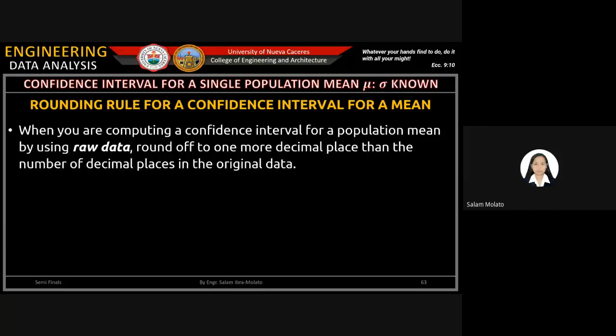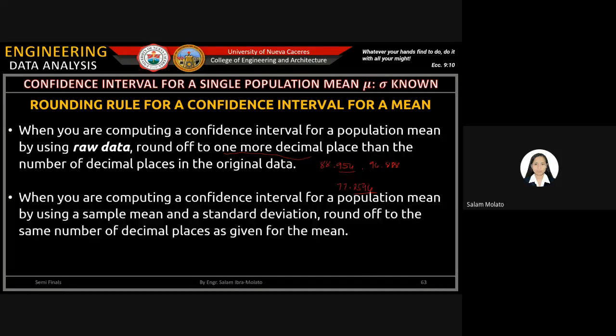So, meaning kapag yung raw data natin is 88.956, say 96.888, dapat yung answer natin is one more than decimal. So, say ang answer ng mean natin is, sabihin natin, kunwari lang ito, 77.8596. So, 3 decimal ito, yung answer natin 4 decimal. Kapag raw data ang given.